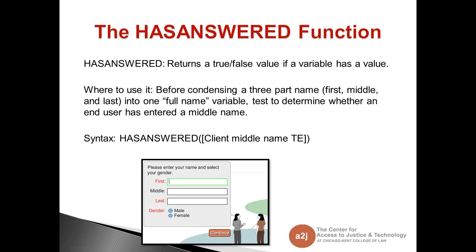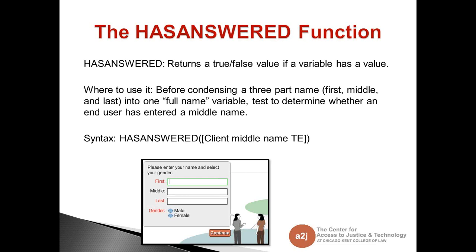In questions, when I ask for name, the standard and the way that I do it is to ask for first, middle, and last. But middle, I don't make mandatory, so they don't have to fill in the middle name. Not everyone has one. So if I wanted to combine their first, middle, and last name for a client full name TE, make a new variable, I can use this hasAnswered to evaluate whether or not there is a middle name. This is good to use instead of those if-else statements in HotDocs.